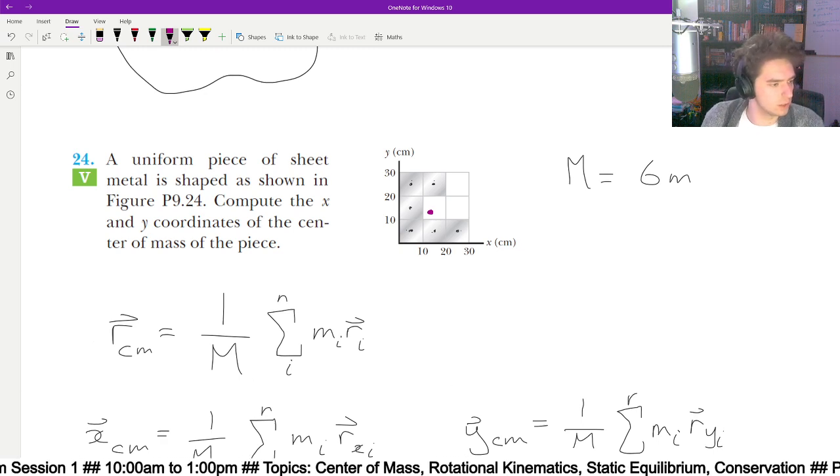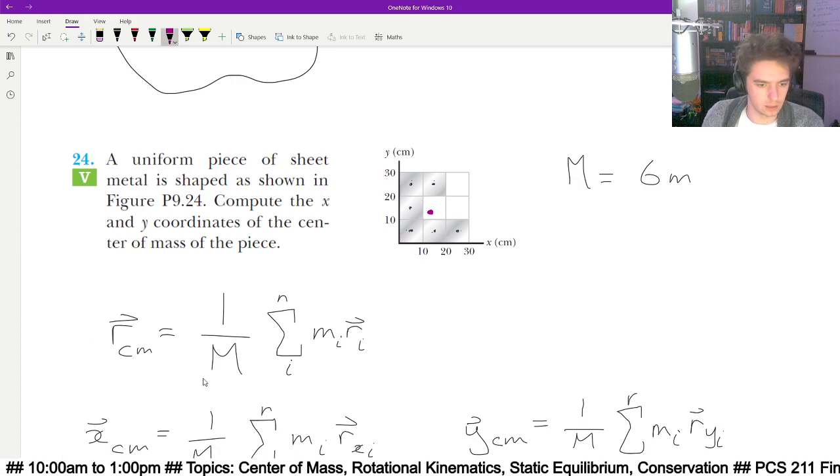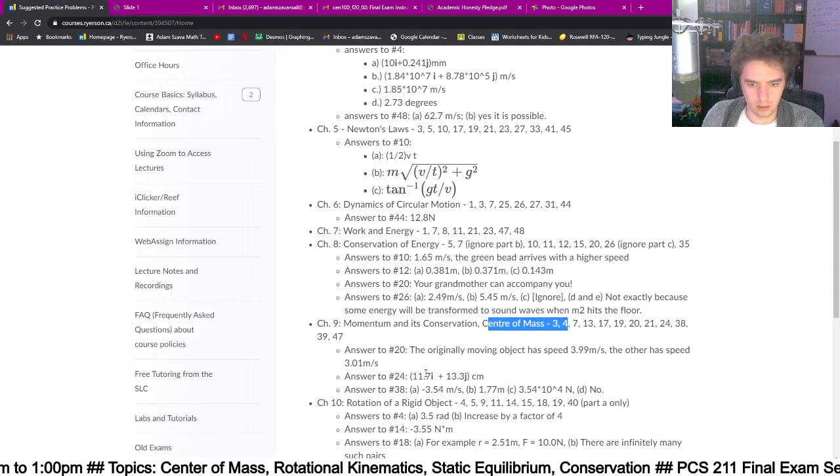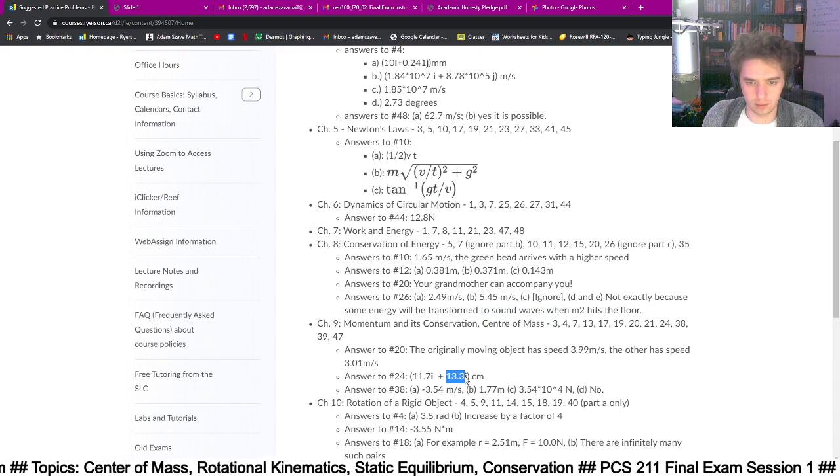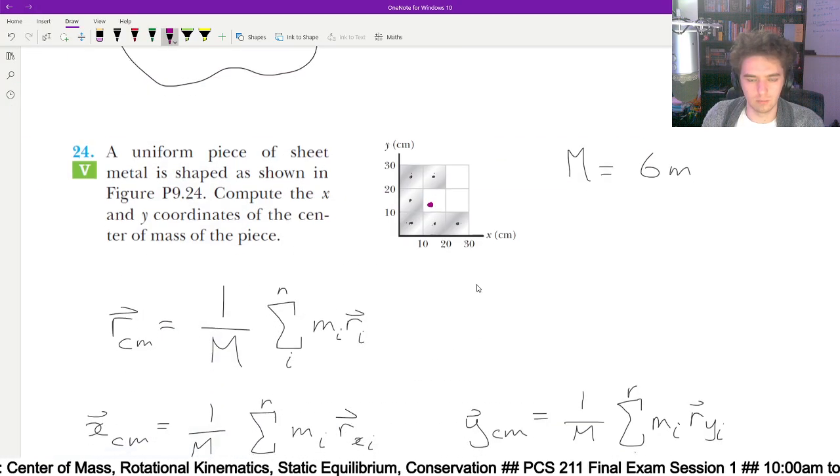And hopefully, oh no, there's no answer for this one because it's an even number, unless there is one here. Yeah, 11.7, 13.3. There you go. We're good.